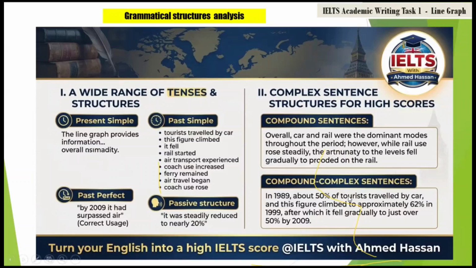Compound complex sentences. Who can read? In 1989, about 50% of tourists traveled by car, and this figure climbed to approximately 62 in 1999, after which it fell gradually to just over 50% by 2009.